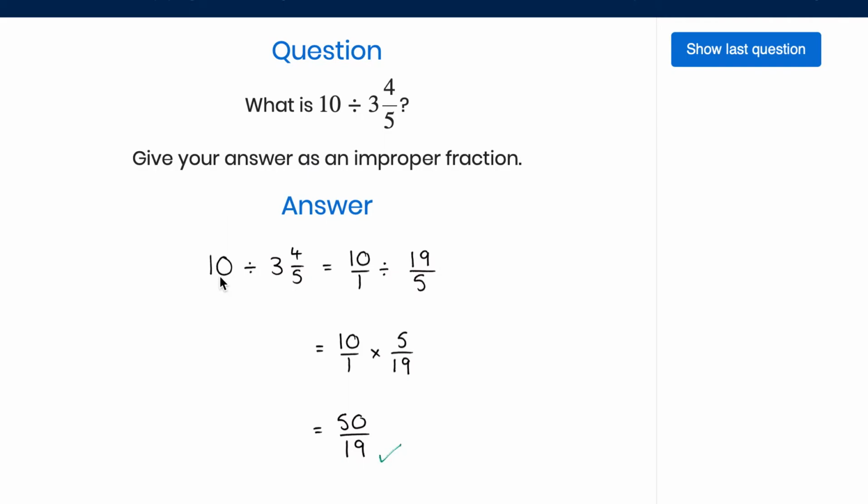And this 10 on its own here is the same as 10 over 1. So 10 divided by 3 and 4/5 is the same as 10 over 1 divided by 19 over 5. And this is the same as 10 over 1 times 5 over 19. And this comes to 50 over 19 because 10 times 5 is 50 and 1 times 19 is 19.